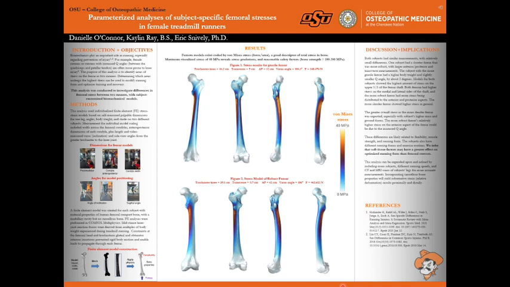I'm a second-year med student with OSU COM, and I'm presenting a poster on parameterized analyses of subject-specific femoral stresses in female treadmill runners. This analysis was conducted to investigate the differences in femoral stresses experienced by the two runners, given their differences in linear measurements and forces. One reason we investigated this was because female runners and runners with increased Q angles are often more prone to injury. To obtain our linear measurements, we used palpable landmarks.